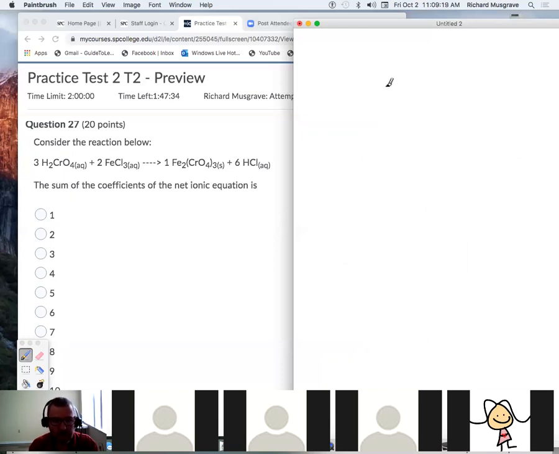And for the net, we're only interested in what's forming the solid. So what I'd like to do for the net is just look at what the solid is. It really is this easy if you look at it. There's your solid. And now what's going to form that solid? Well, we need 2 Fe's and we need 3 CrO4s.